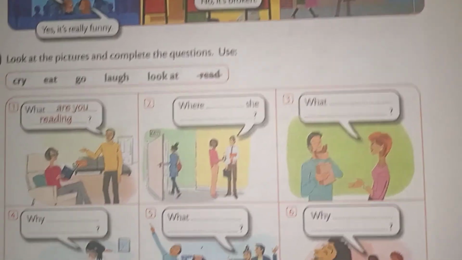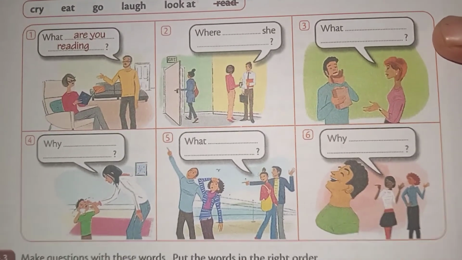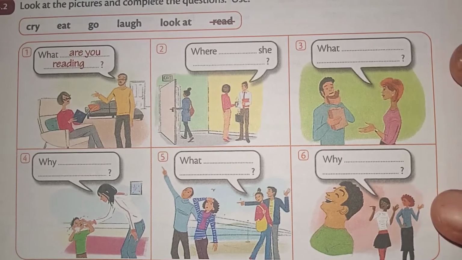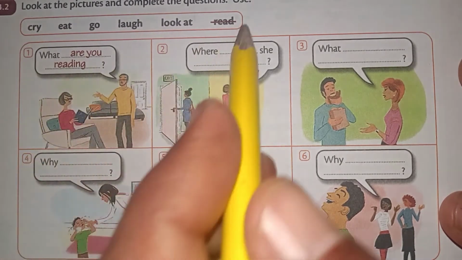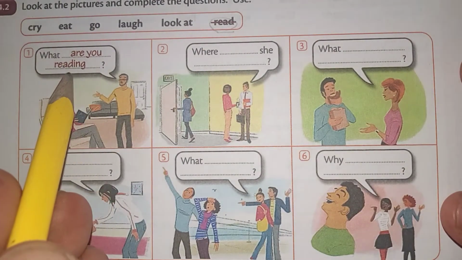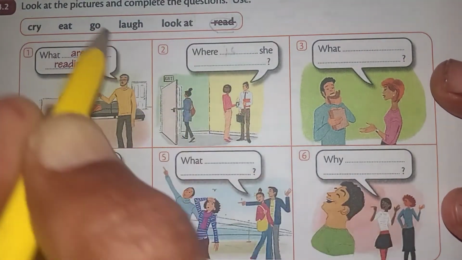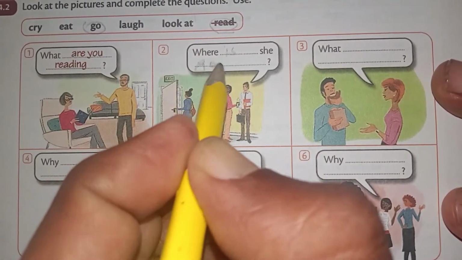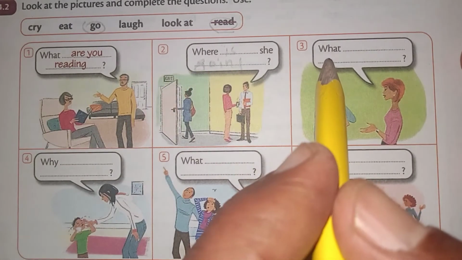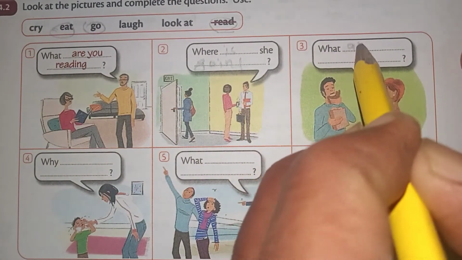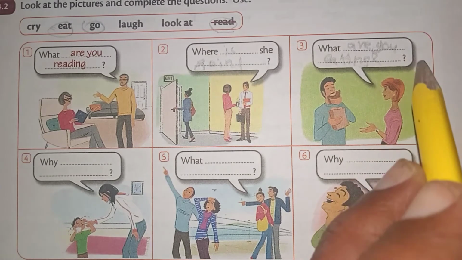Let's do these other exercises. We'll have to use these verbs to make questions here. What are you reading? So read has already been used in this question. What are you reading? Where is she going? What are you eating? Question mark here. Okay.